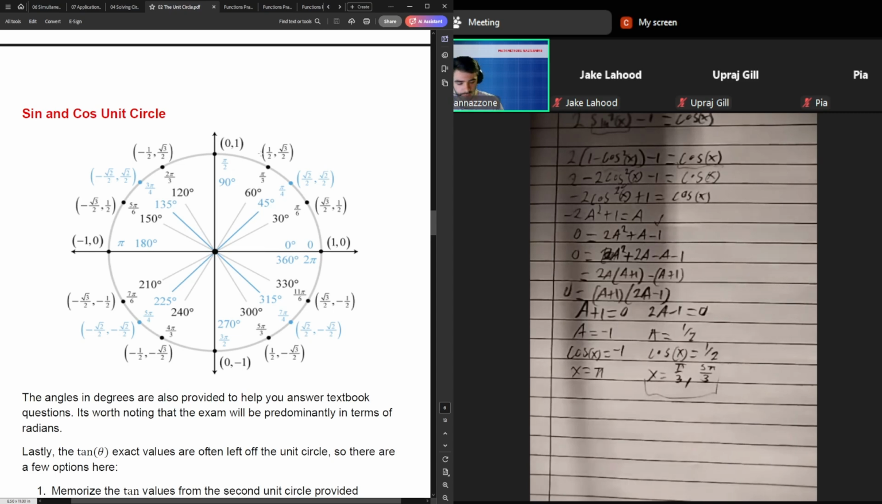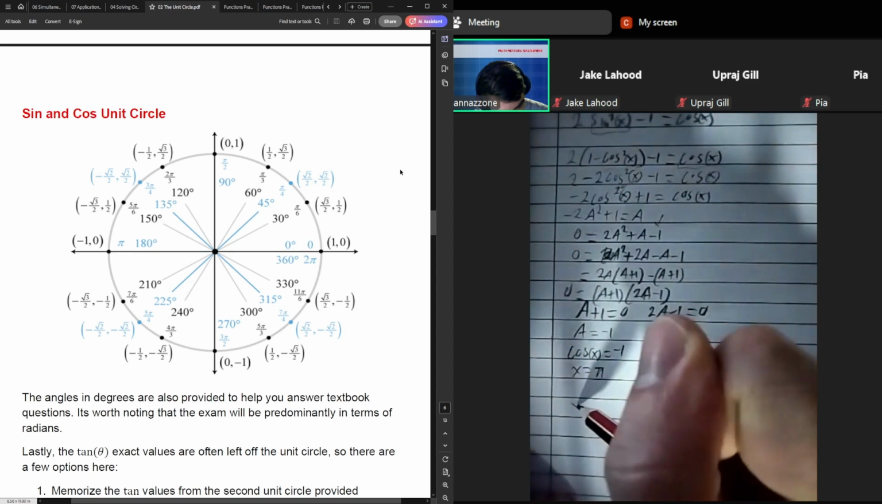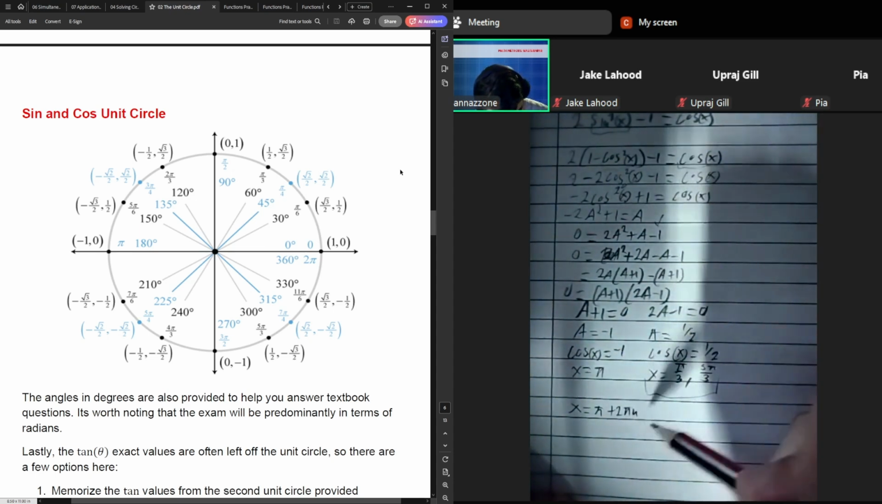Cool. So if you're just solving from 0 to 2 pi, you would give those as your answer. Now, what we haven't really touched on just yet, at least in this class, is how that works for a general solution. For a general solution, literally all you're doing is adding 2 pi n to these solutions. That's pretty much it. So when you give your final answer, you say x equals pi plus 2 pi n.